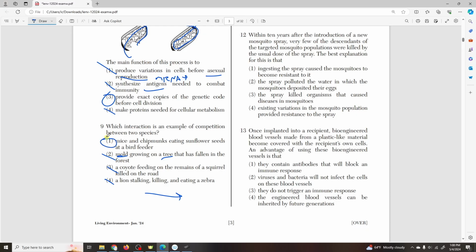So number 1, mice and chipmunks eating sunflower seeds in a bird feeder is competition because they're both doing the same thing. They're eating the same food within the presence of one another. So yeah, they are competing because there's limited amounts of sunflower seeds there. Everything else here was just either number 1, an animal just acting alone, or number 2, an animal interacting with something that was already killed and there were no other animals present here. So for competition, you need 2 different species to be present in one moment doing the same activity.